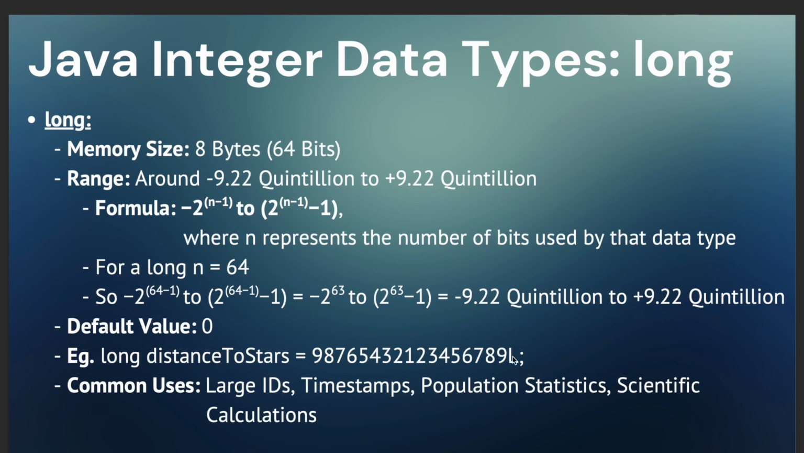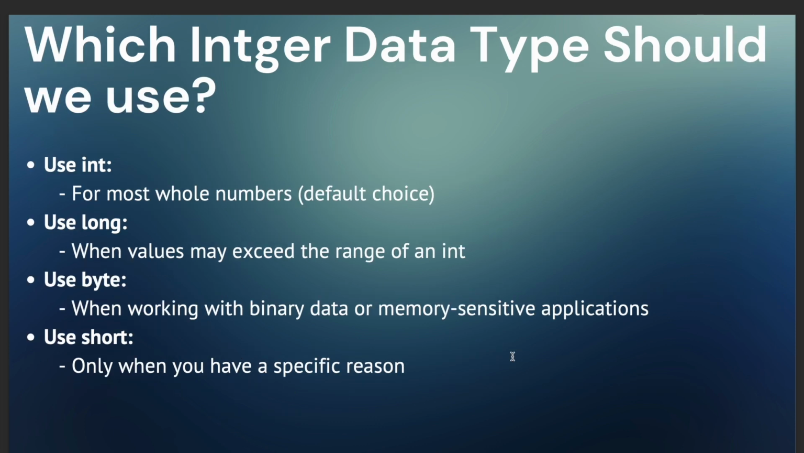987654321123456789L. Notice something interesting. The number ends with the letter L. Whenever you write a very large integer literal, adding L tells Java, treat this value as a long. Both uppercase L and lowercase l are valid suffixes in Java. However, Java developers almost always use uppercase L because lowercase l looks very similar to the digit 1, making the code harder to read.